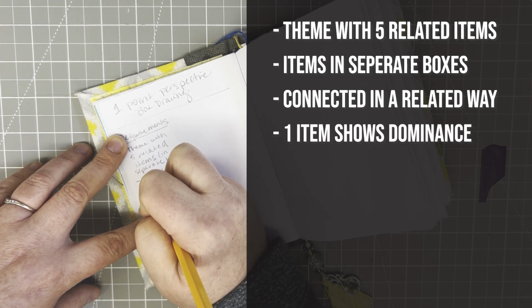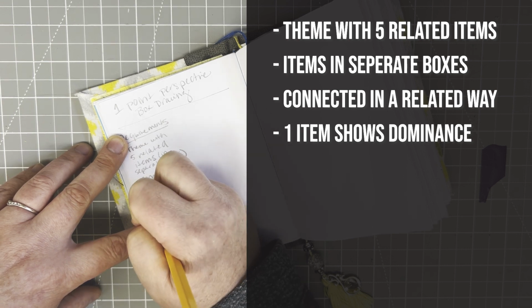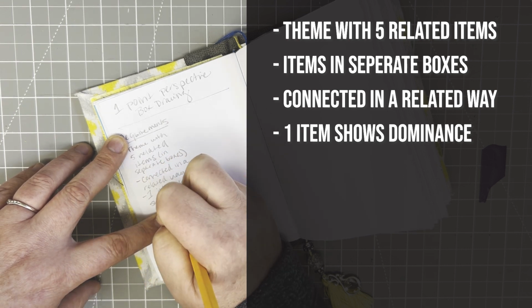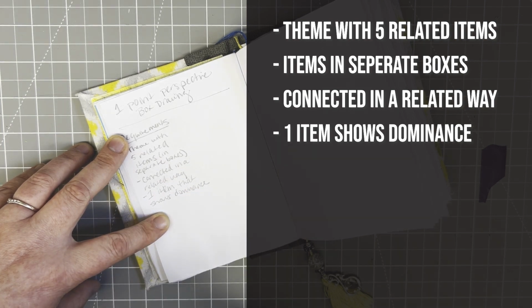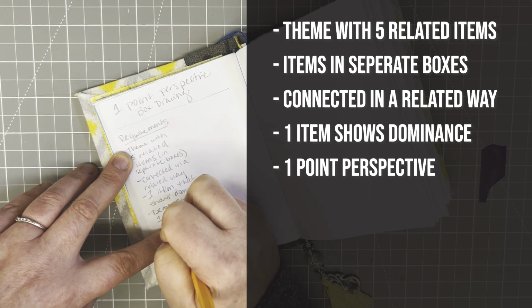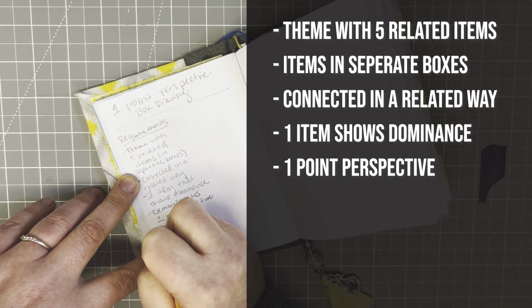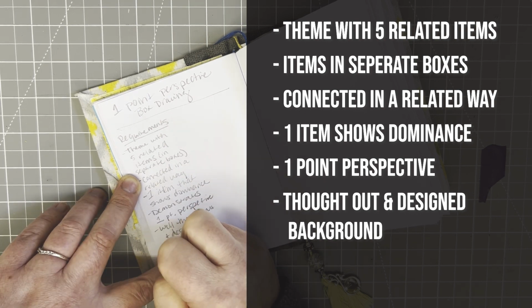One of your items will need to show dominance, so when you choose your theme, think of which of those items will act as the boss of the others, and you'll put that one in a larger box. You can also choose to show dominance in other ways. Your drawing will need to demonstrate one-point perspective, and lastly, it should have a well thought out and designed background.